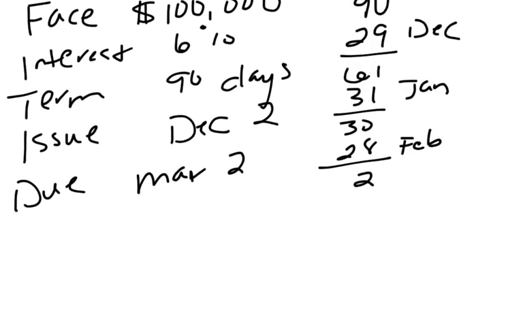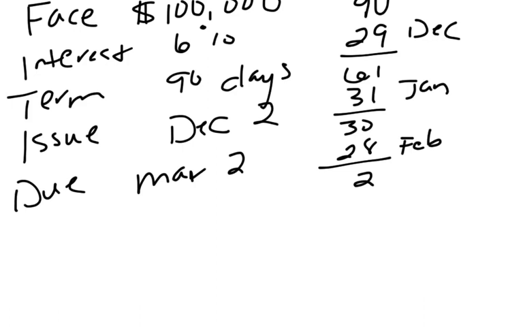Let's say your fiscal year ends on December the 31st. Okay, I'll back this down just a minute. How many days are there in December? 31. We issued it on the 2nd. So how many days worth of interest have we actually earned this year? Because remember, we're under accrual basis.